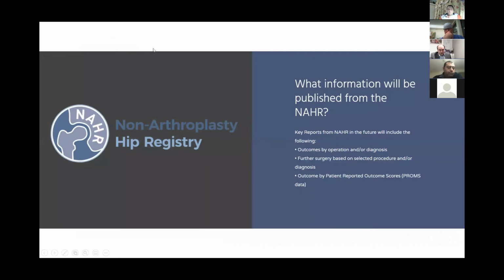And there's now a non-arthroplasty hip registry. This is, I think, the fifth or sixth year now, not exactly sure, but it captures all hip preservation surgery, including hip arthroscopy. And this is also showing good outcomes for hip arthroscopy and improvement in the hip function scores.